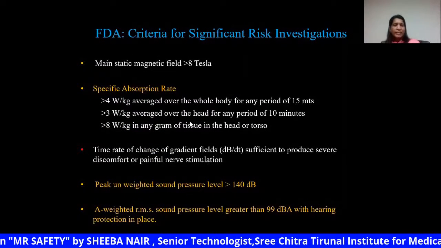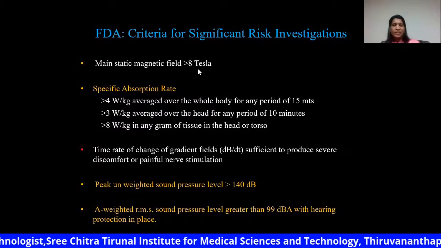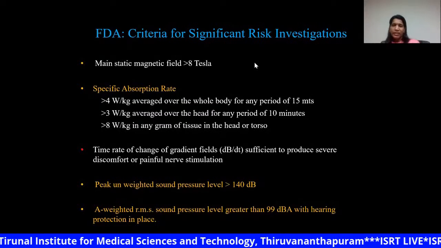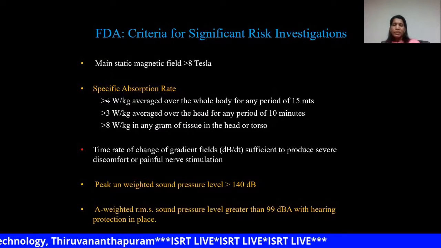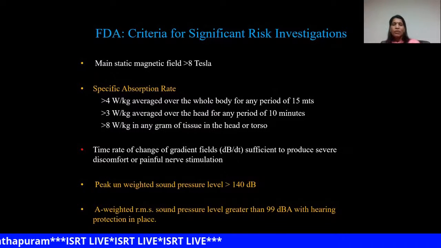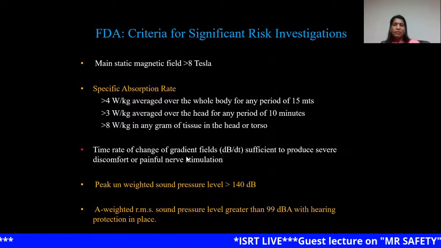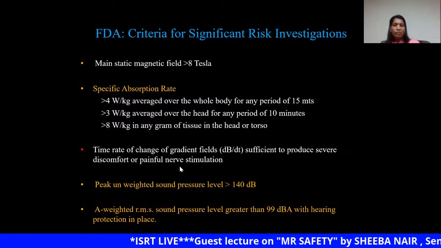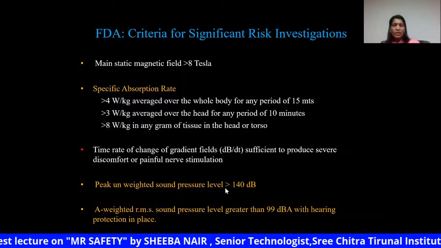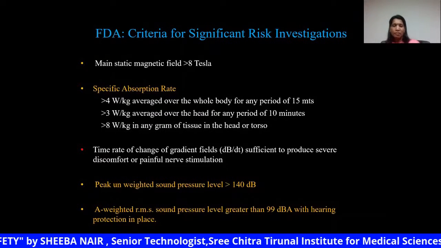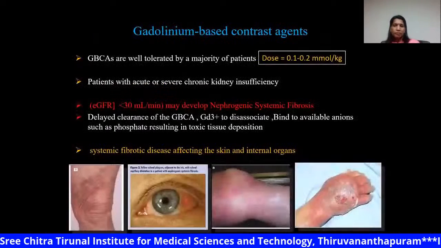So the FDA considers the following as significant risk examinations. That is, if the field strength is greater than 8 Tesla; up to 7 Tesla is FDA approved for clinical use. If the specific absorption rate exceeds 4 watts per kg for a period of 15 minutes. If the gradient switching causes discomfort or painful peripheral nerve stimulation, that is also considered risky. And if the auditory noise level is greater than 140 decibels, it is also considered a risky examination.